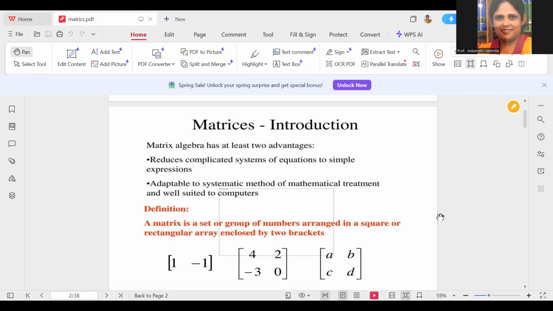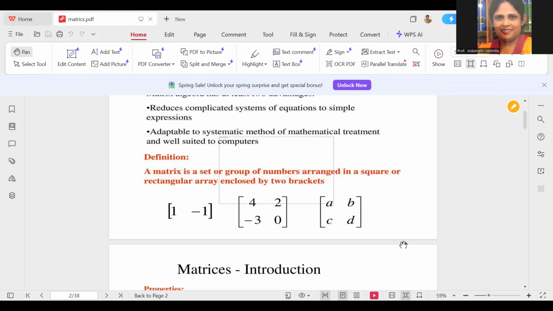A matrix is a group of numbers arranged in a square or rectangular array, enclosed by two brackets. So we have to put the two brackets, and inside the brackets we insert some numbers, in a square or rectangle way. These are some examples. Within the bracket, there are two numbers, 1 and minus 1. Next one, 4, 2, 0, 3, minus 3 and 0.